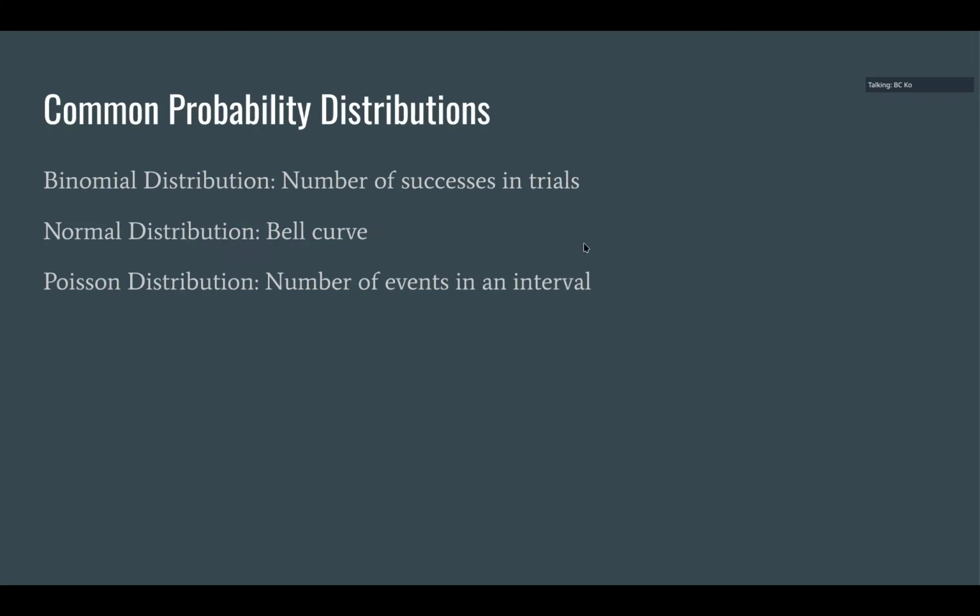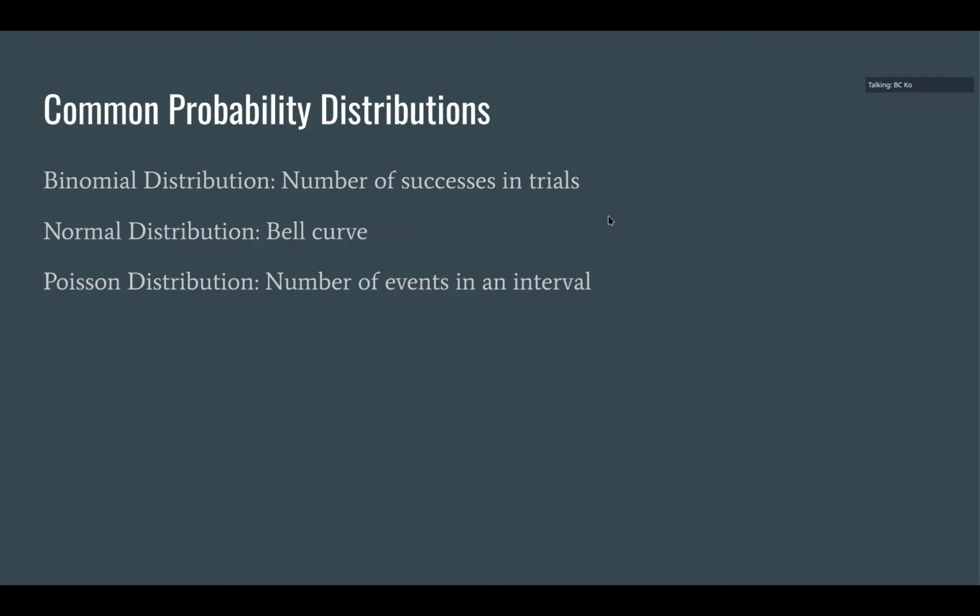Common probability distributions. So if we were to look at some common probability distributions, first one would be the binomial distribution. The binomial distribution is a discrete distribution that describes the number of successes in a fixed number of independent Bernoulli trials, where each trial has two possible outcomes, success or failure.